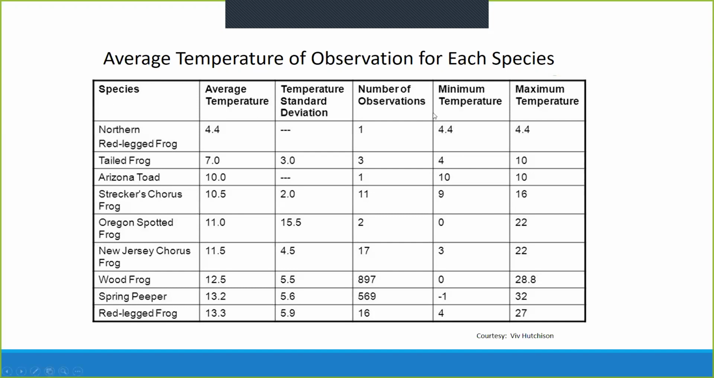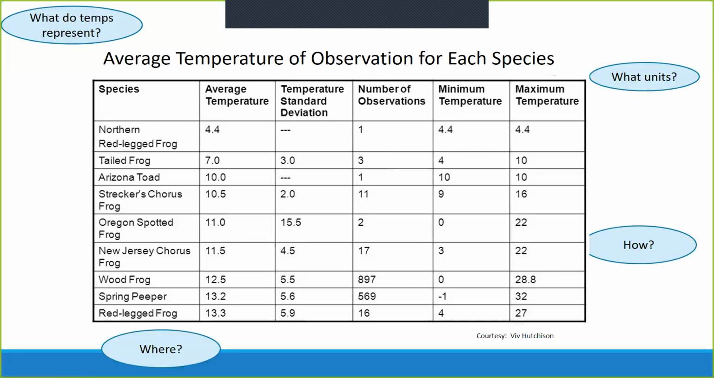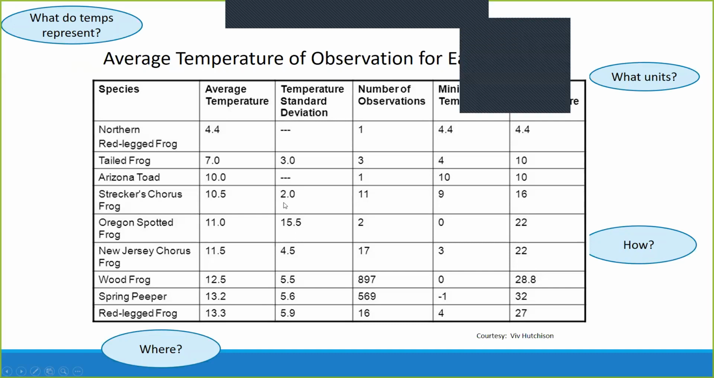And there is quite a disparity in the number of observations here in this column, the number of observations. There's 1 for the northern red-legged frog, whereas there are 897 for the wood frog. You might wonder why that is. And so those are the kinds of things that you would need to know in order to be able to determine if you could perhaps use this data set.